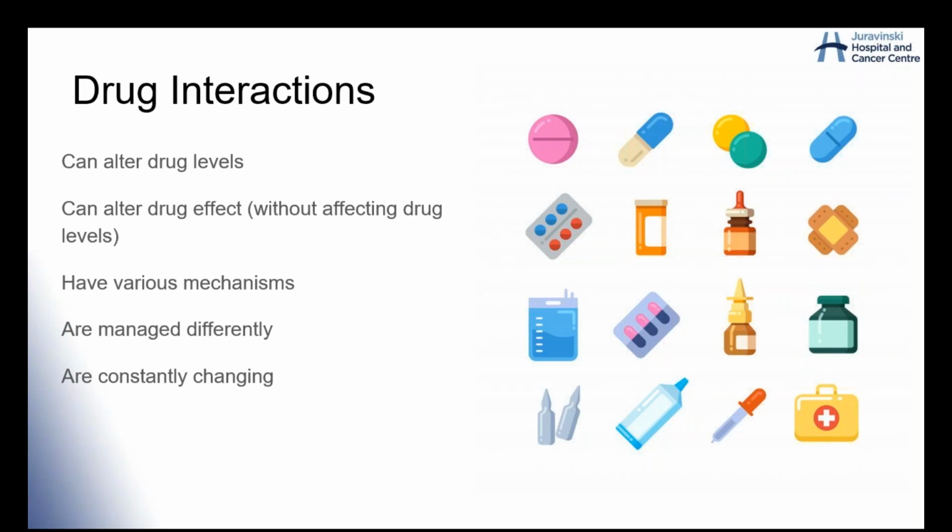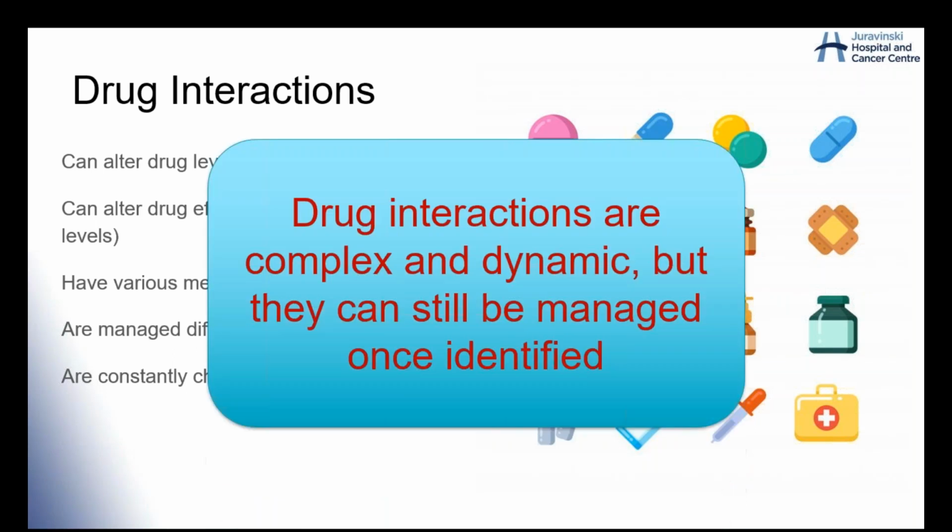So the point that I'm trying to drive here is that drug interactions are complex, they're dynamic, but they can still be managed once we identify them. And I really want to underline the word here, identifying them, right?